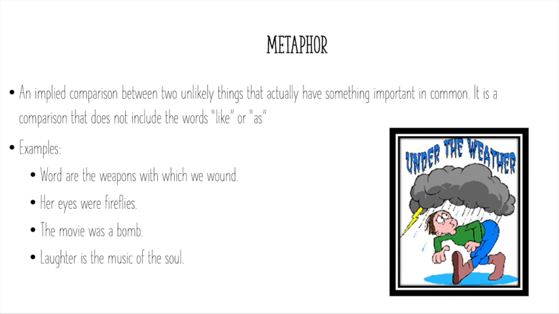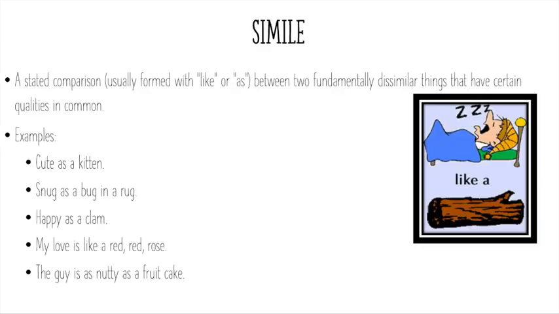Words are the weapons with which we wound. We're comparing words with weapons. So what does that mean? Well, it basically means that words can hurt. Her eyes were fireflies. Were they really? No. The writer's trying to get across that her eyes were very bright. They almost flickered. They were so happy. Okay. So again, metaphor, and the same thing with simile.